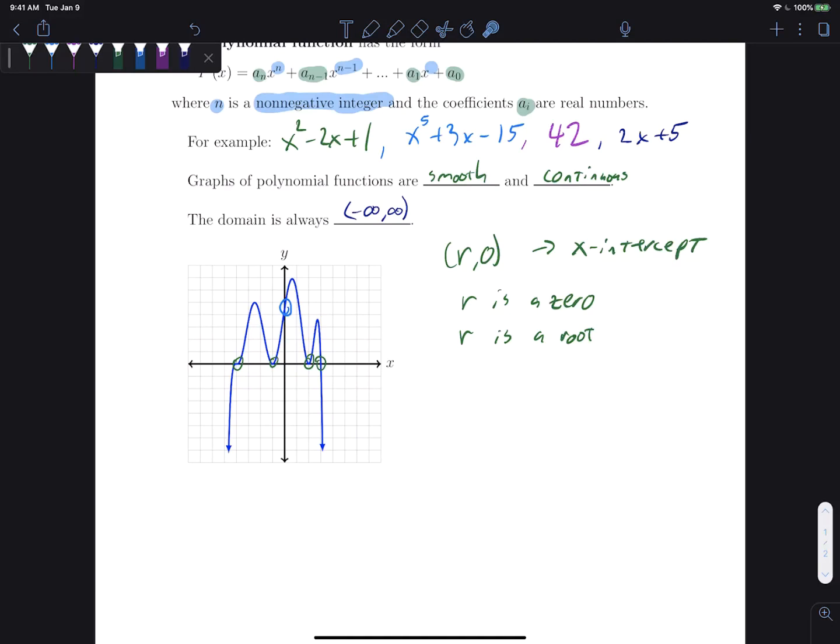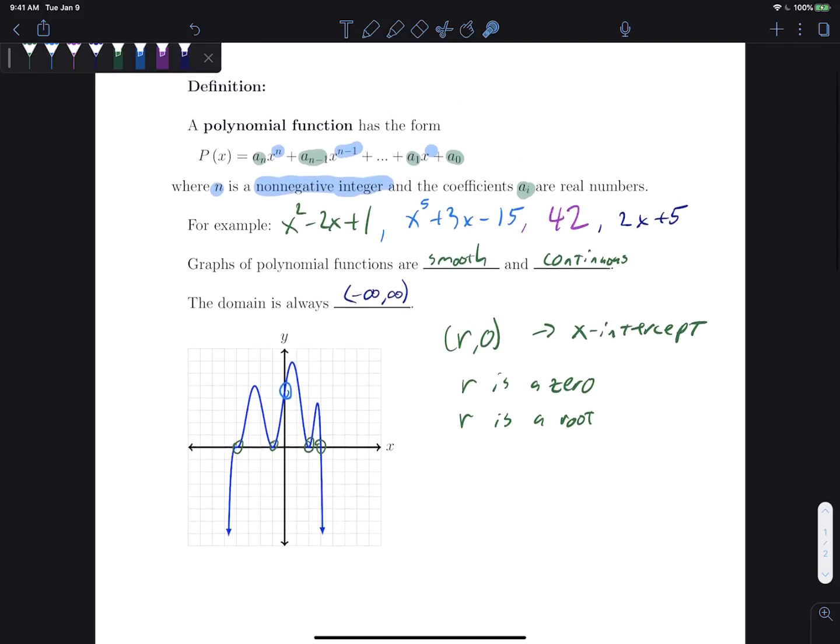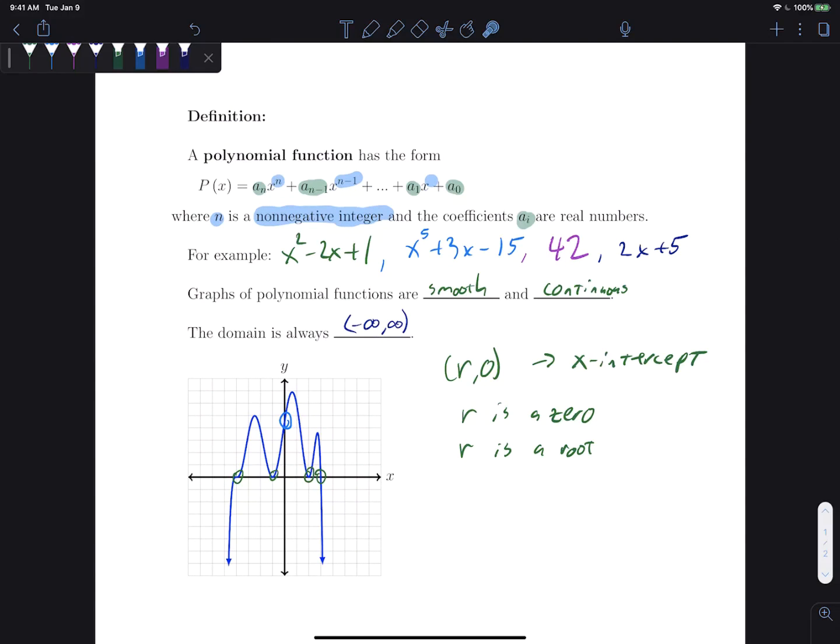All right. Well, I'm going to go ahead and end the video here. We will actually come back to this particular graph again, and we'll talk more about it a little bit later.